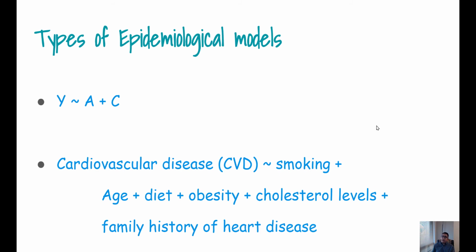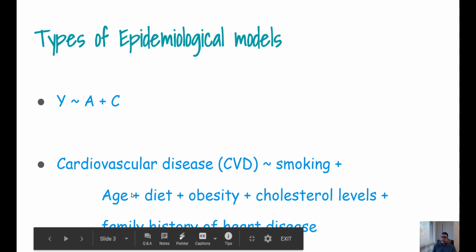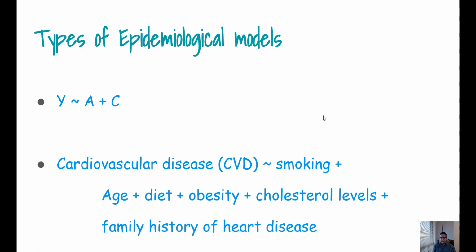So let's start with our epidemiological models. We generally use an outcome, an exposure variable, and a number of confounder variables, or we can have an outcome and a bunch of predictors that are predicting our outcome, right? For example, cardiovascular disease can be our outcome, and we have smoking, age, diet, obesity, cholesterol level, family history of heart disease, everything as a predictor of that cardiovascular disease.